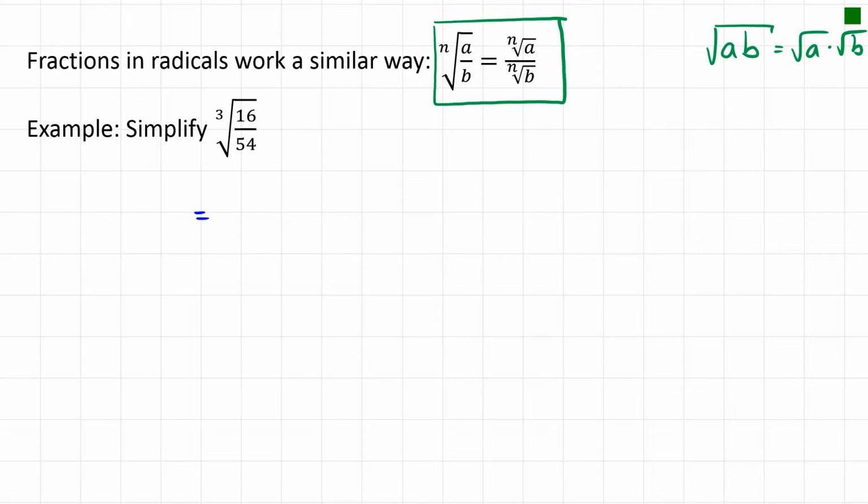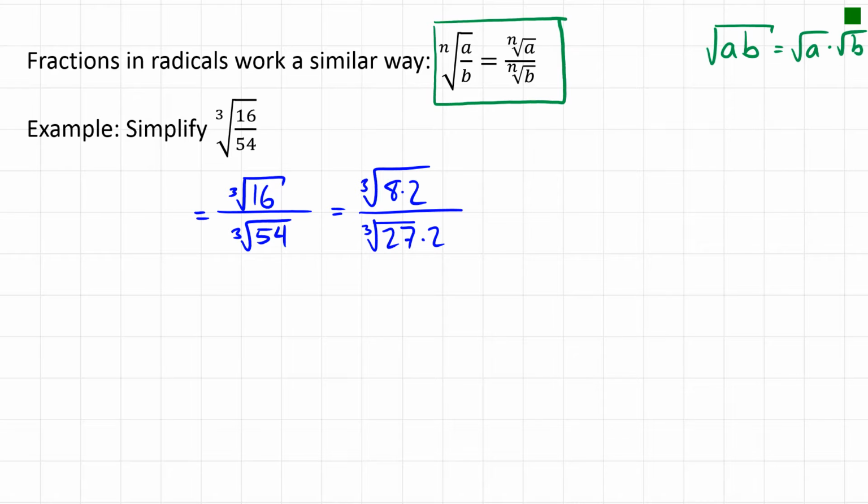If we want to simplify this radical, rather than looking at this complicated fraction and thinking what are three numbers that would give me this fraction, we'll just split it so that we look at the radical of the top and the radical of the bottom. And now our lives are a lot easier. So the cubed root of 16, well, I'll have to do 8 times 2. And the cubed root of 54 is 27 times 2.